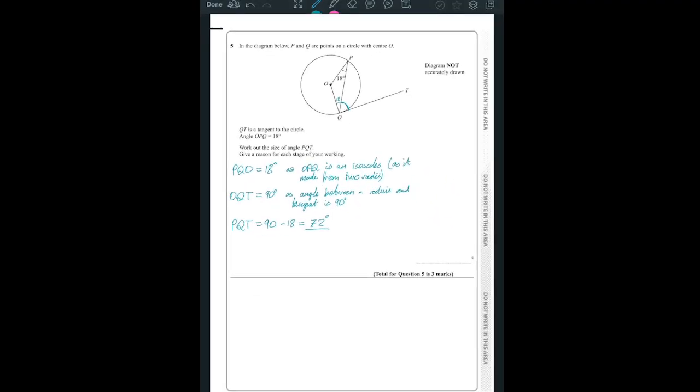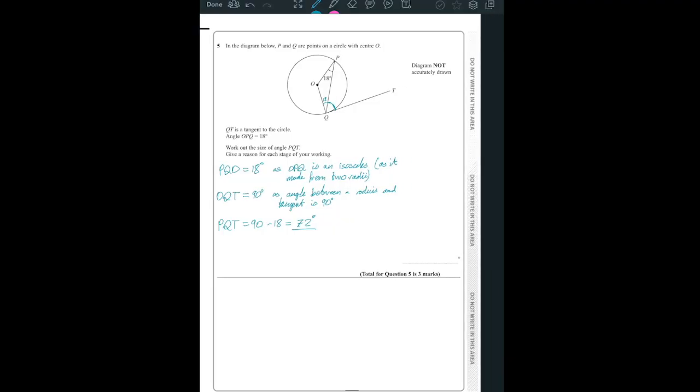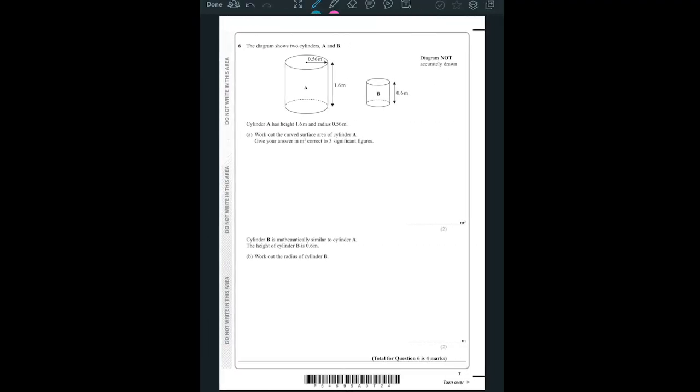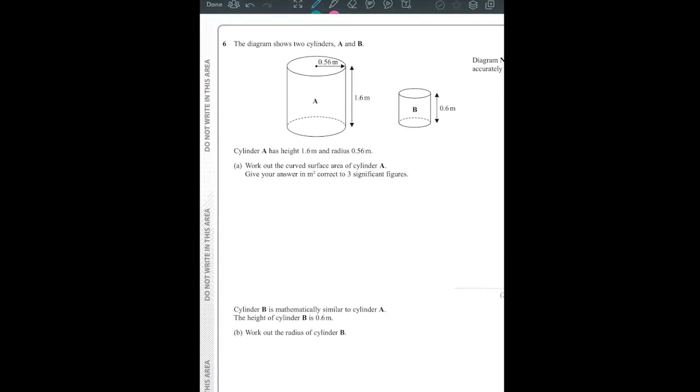Only 3 marks, so it's just quite harsh for needing 2 reasons, but there wasn't particularly anything deep. They were fairly simple circle theorems that we applied. Question 6. Straight away I'm thinking this is a similarity question.